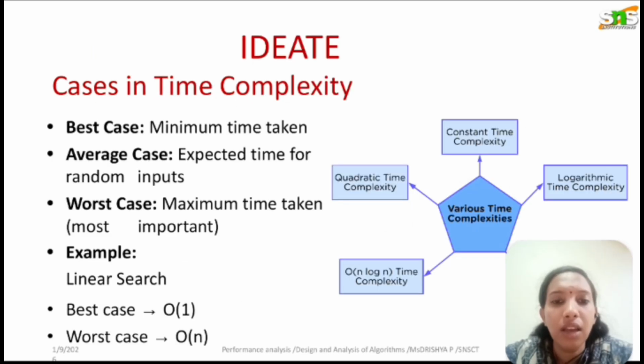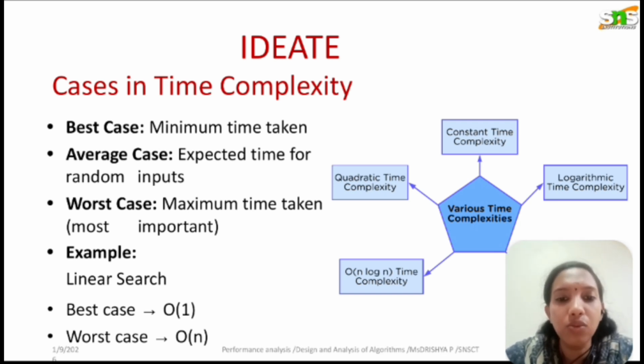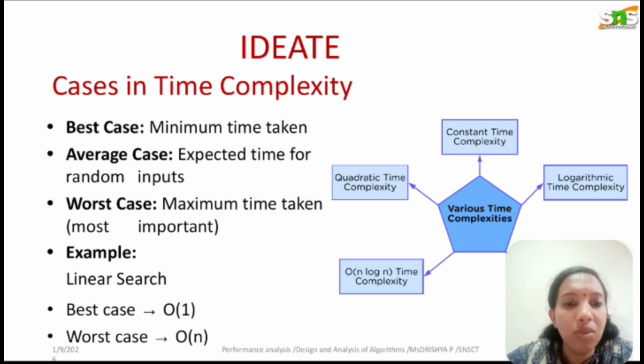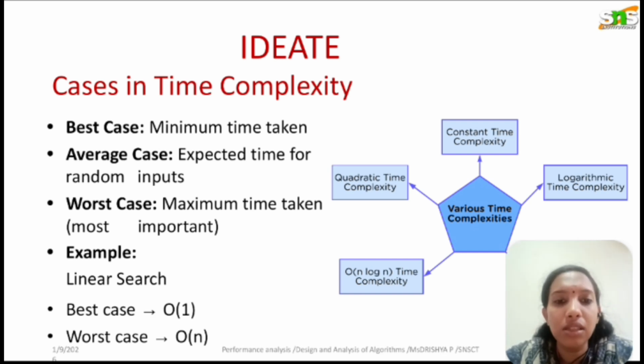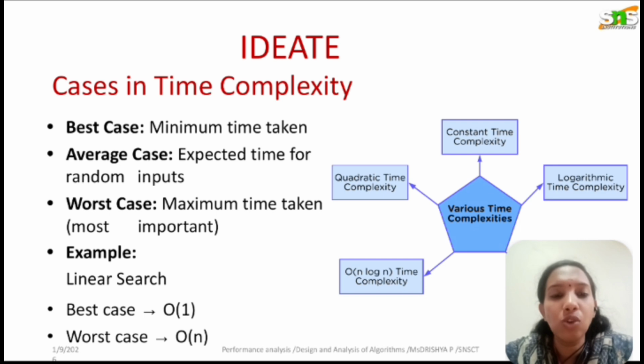Next are the cases in time complexity: best case, average case, worst case. Here the various time complexities are quadratic, order of n log n, constant, and logarithmic. The best case is the minimum time taken. The average case is the expected time for random inputs. The worst case is the maximum time taken to run a program. The example is linear search: the best case is order of 1 and the worst case is order of n.